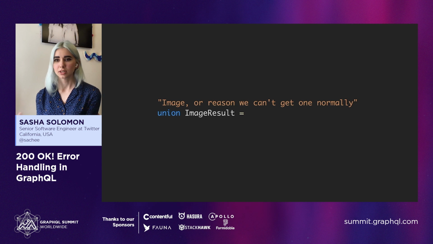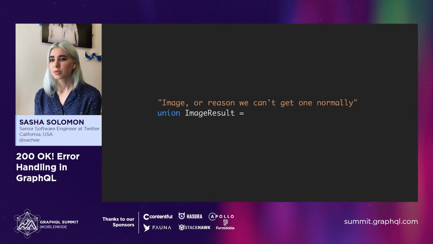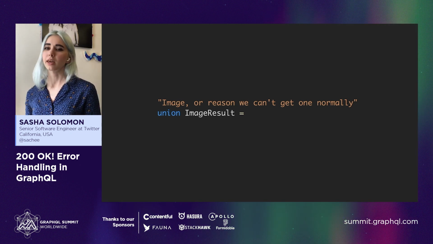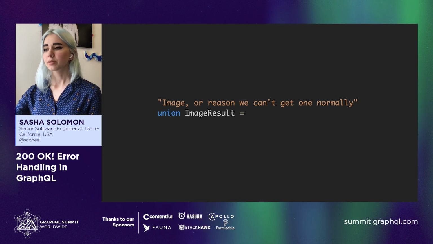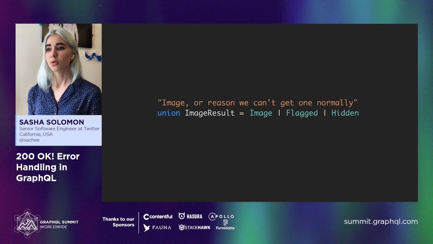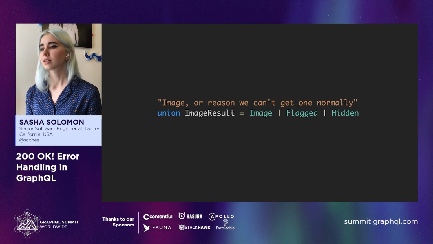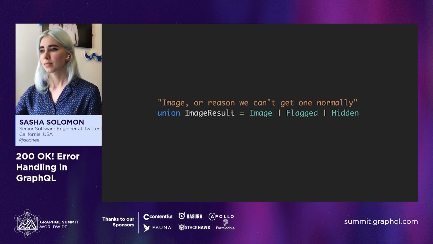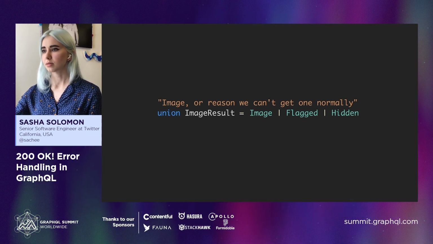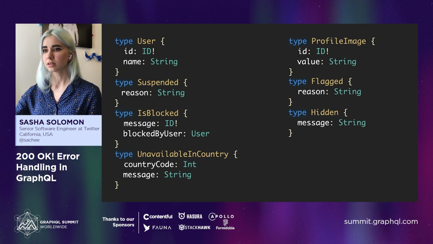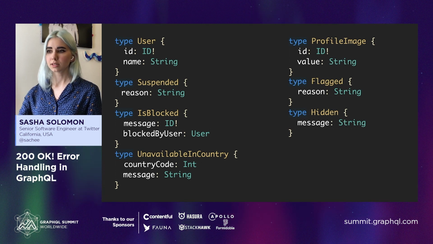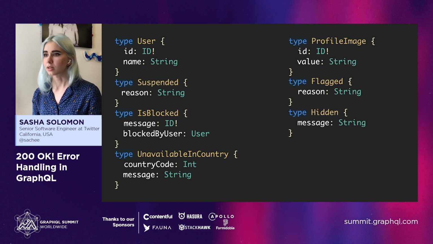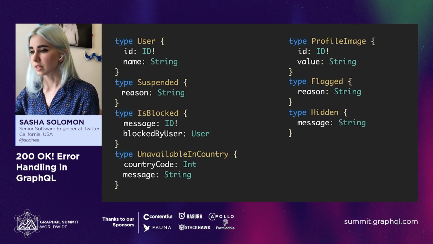So now we'll make, just like we did before, a union, but this time we're calling it an image result. So this is an image or a reason why we can't get one normally. So an image result can be an image, or it can be flagged, or it can be hidden. So we can get any of these types back. Let's look at how this might look all together. Cool. So this is everything all together, and this is what this looks like in the SDL.